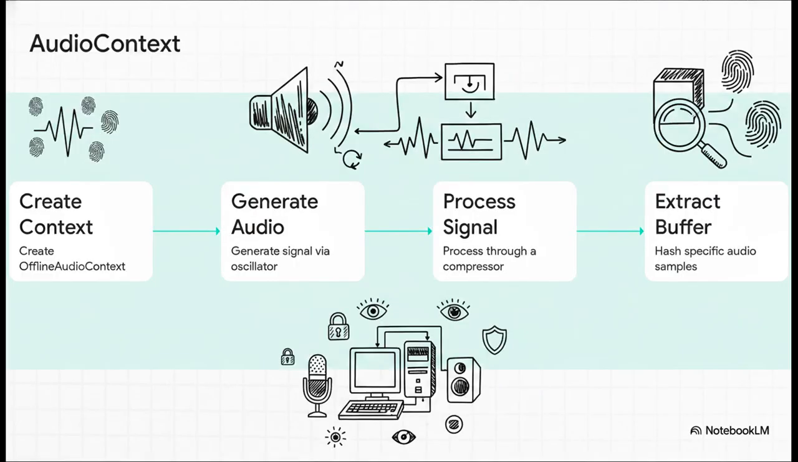And guys, it's not just visual, it's audio too. The AudioContext API actually forces your browser to generate a silent audio signal using an oscillator. It runs that signal through a digital compressor, extracts the audio buffer, and hashes the samples. Because of tiny hardware quirks in your machine's audio processing stack, it creates a completely unique acoustic signature. Basically, your computer literally sounds different to a tracker than mine does.